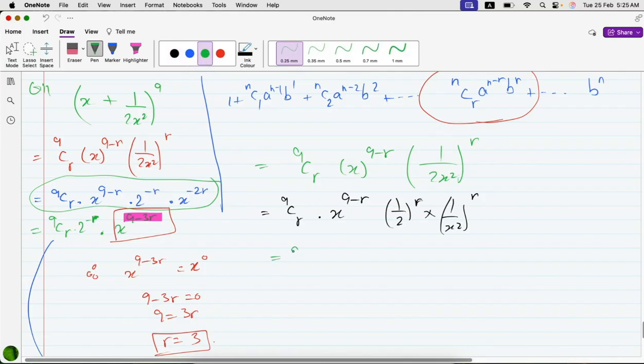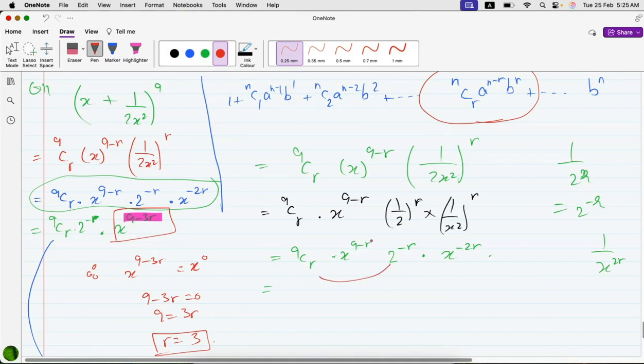Okay. So 9CR into x raised to power 9 minus r. This becomes 2 raised to power r in the denominator. When you bring it in the numerator, the power turns to minus r. 1 over 2 raised to power r could be written as 2 raised to power minus r. Same case with x squared: this is 1 over x raised to 2r in the denominator. When you bring that in the numerator, it becomes x raised to minus 2r.